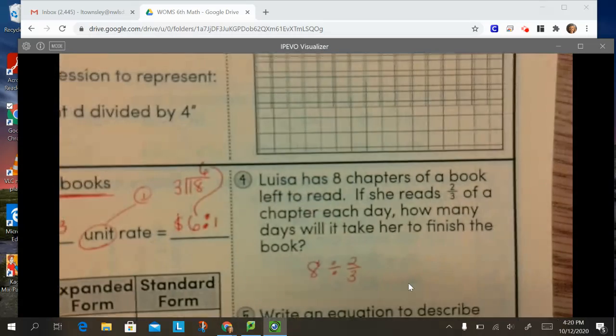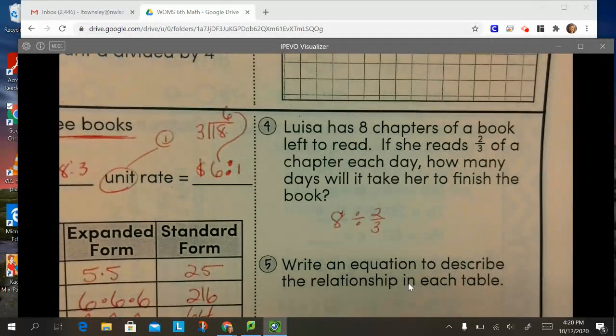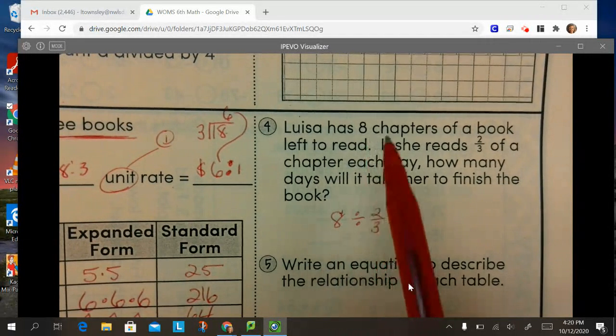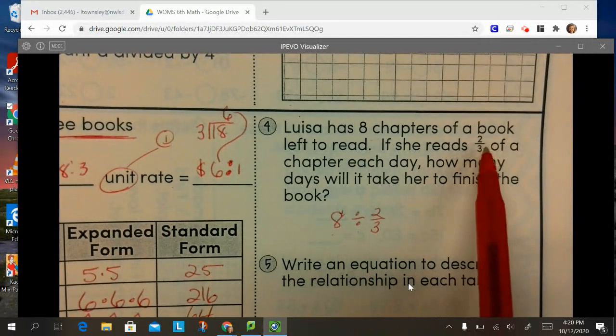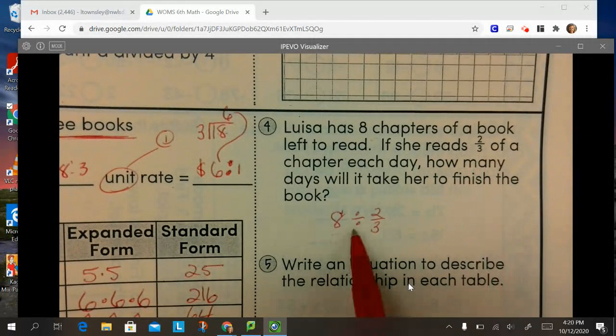Next one. Louisa has 8 chapters of a book left to read. If she reads 2/3 of a chapter each day, how many days will it take her to finish the book? All right, so you want to go ahead and write down what she has. So start with what she has. She has 8 chapters. Okay, if she reads 2/3 each night, how many days will it take her to finish? So they're going to figure out if she reads this portion, this chunk, divided up into 2/3 of a chapter each day. Okay, that's why you want to use division.